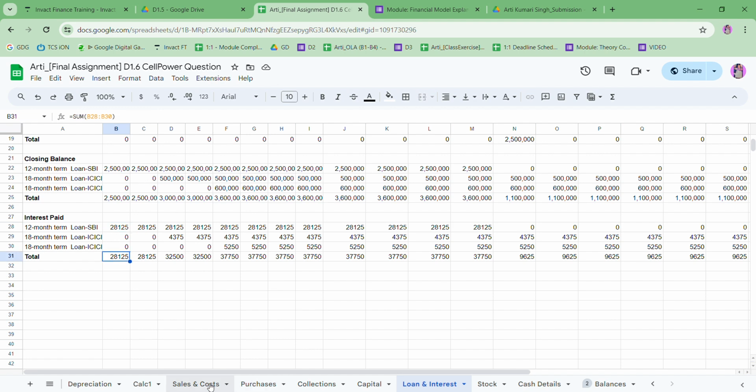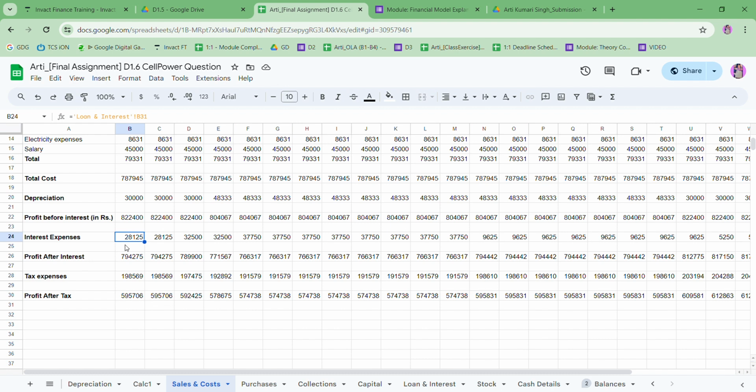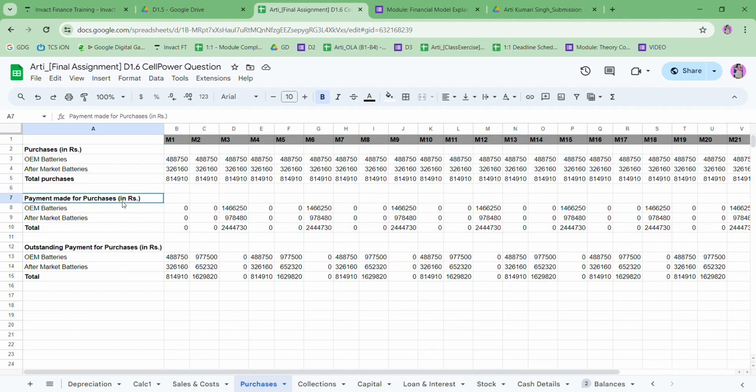We have referenced this in the sales and cost sheet as interest expenses, and after that we have calculated our profit after interest. We have deducted interest expenses from profit before interest, and then we have calculated tax expenses by multiplying with the tax rate, and then profit after tax is calculated by deducting tax expenses from profit after interest. And in purchases we have calculated our purchases in rupees.